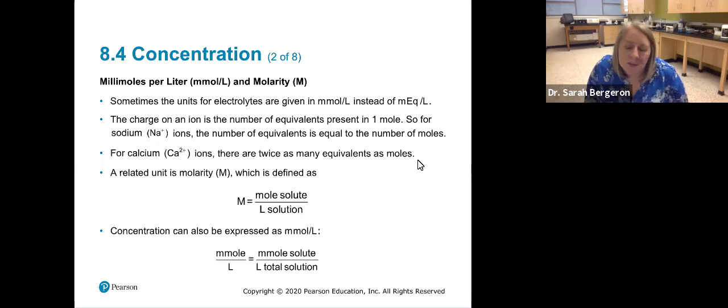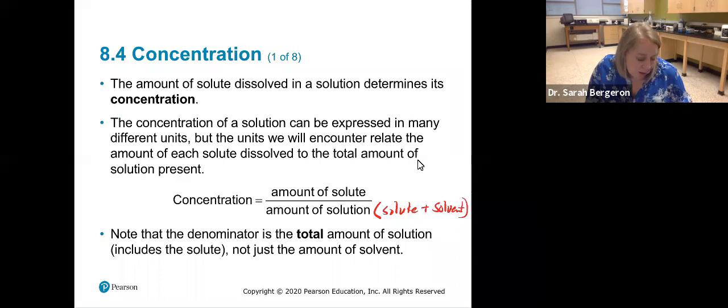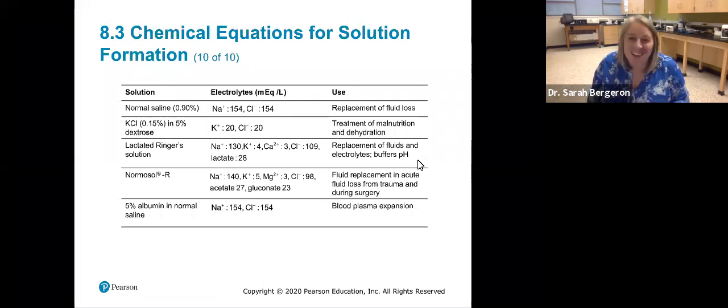Sometimes the other way that we express how much of something we're going to give to a patient. Oh, and I'm jumping around. I went too far. All right, I'm stopping. I'm going to 8.3. I was just on a roll, y'all.